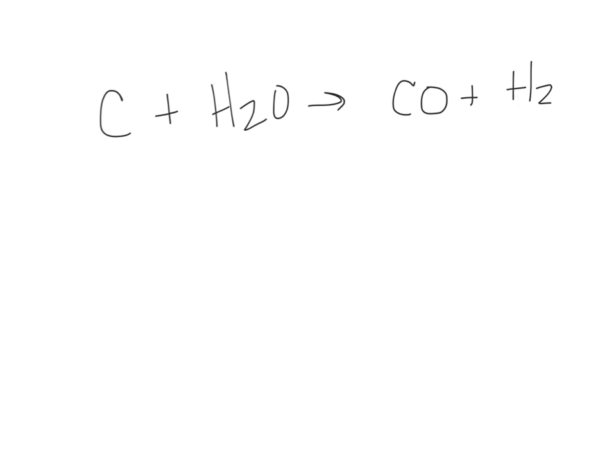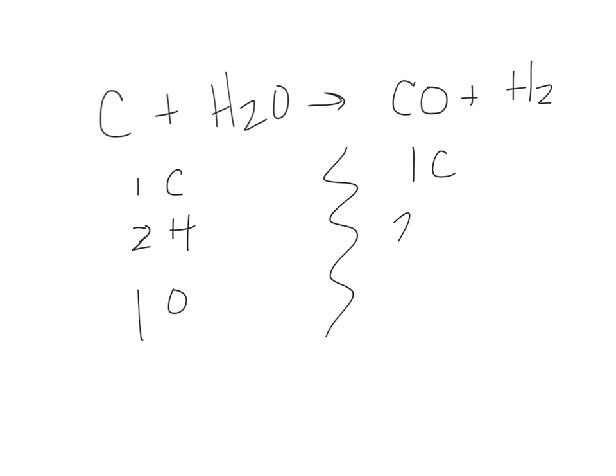Okay, and number 6, atom inventory. On this side, the left reactant side, it looks like we have 1 atom of carbon. There appear to be 2 hydrogen, and it looks like 1 oxygen. On the product side, 1 carbon, it has 2 hydrogen, and lo and behold, 1 oxygen. This one is already balanced.